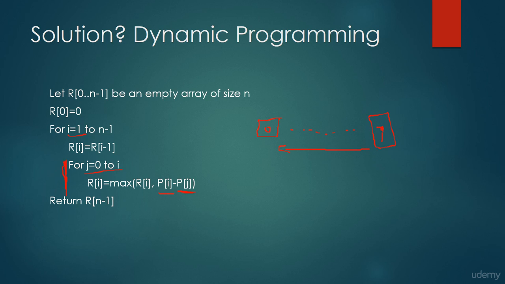I'm checking for the element with the minimum price, and I choose it. So the question we ask ourselves is, why do we have to go all the way down? When I switch to I plus 1, I'm going to be going all the way back to 0 again.